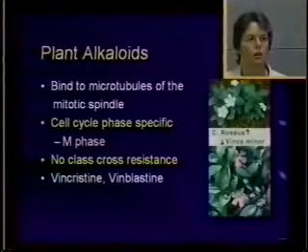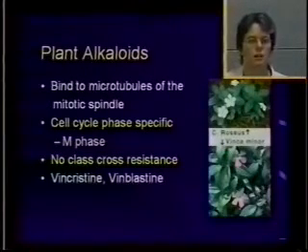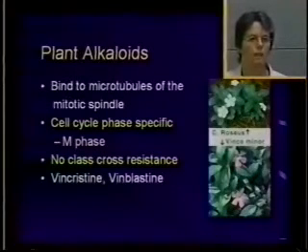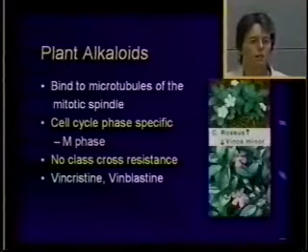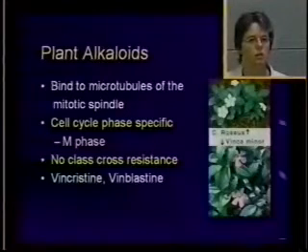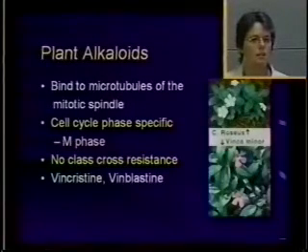The plant alkaloids are also cell cycle phase specific. They bind to the microtubules of the mitotic spindle and render it non-functional. So they act at the mitotic or M phase of the cell cycle. They're derived from the periwinkle plant and go by the common names of vincristine and vinblastine. The interesting thing about this particular class of drugs is that we typically don't see class cross resistance. That's not to say that it can't occur, but if an animal develops resistance to vincristine, it is not necessarily resistant to vinblastine.